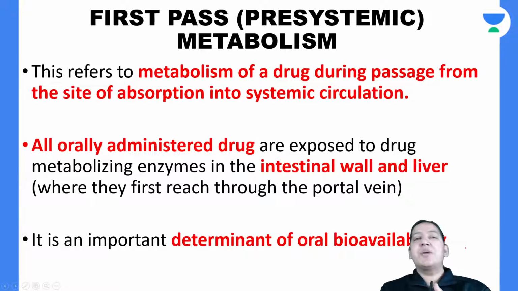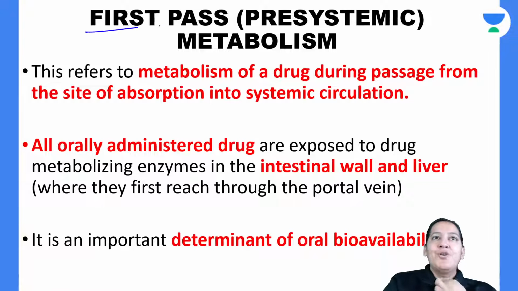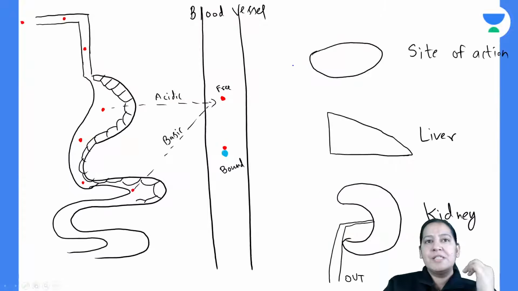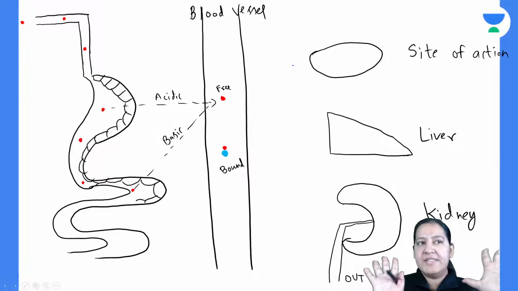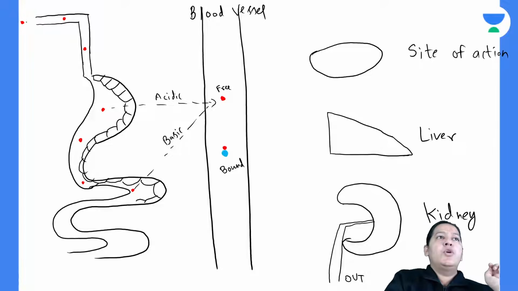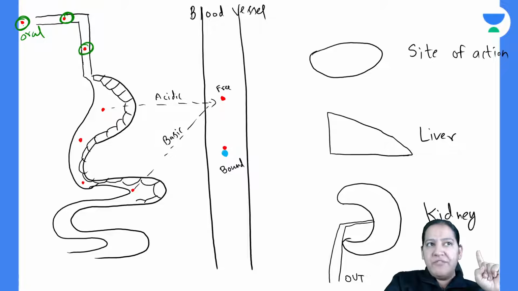So coming to the next topic now. Before coming to the last chapter, excretion, one more topic to be taught here is first pass metabolism. What is first pass metabolism? Everyone see here, I'm explaining you. So listen, you are taking a drug by mouth. This is the oral route. So the drug is going in the mouth, it is going in the esophagus, it is going in the stomach, and it is going in the intestine.